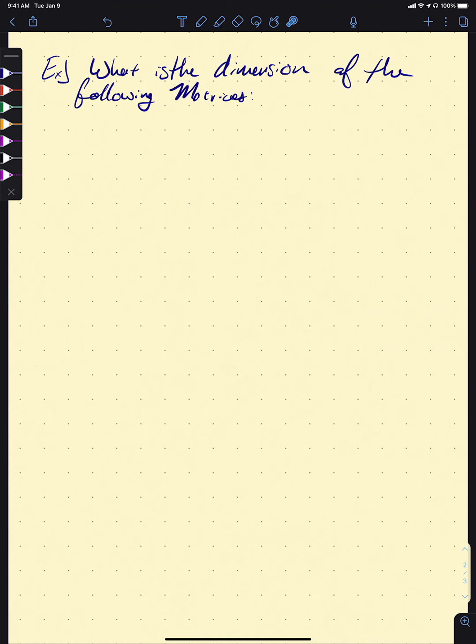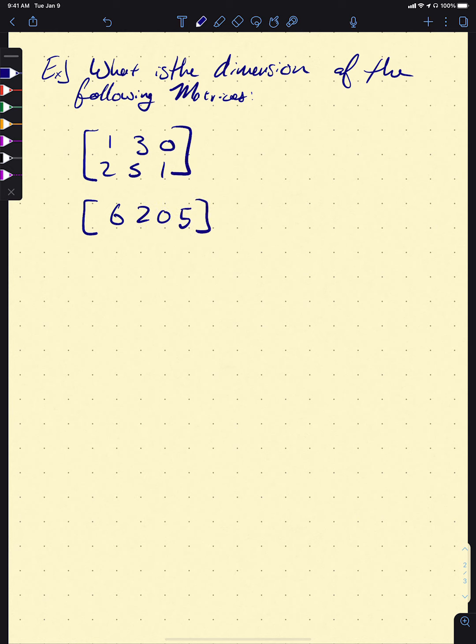Okay, so that said, let's take a look at a few matrices. Let's say this one goes 1, 3, 0, 2, 5, 1, and then the second one maybe it goes 6, 2, 0, 5. This first matrix has 1, 2 rows and 1, 2, 3 columns. So that would make it of dimension 2 by 3, right?